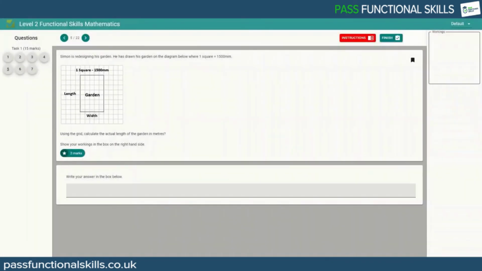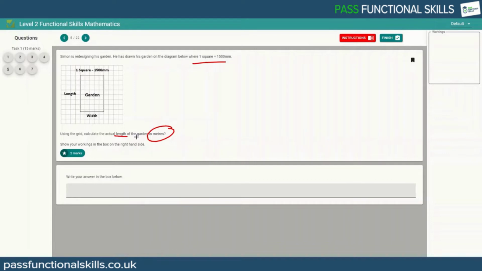So question 5 now. We're told that Simon is redesigning his garden. He has drawn his garden on the scale diagram below, where we're told 1 square is equivalent to 1,500 millimetres. And we're asked, using the grid, to calculate the actual length of the garden in metres. So here we're given information in millimetres, but the question asks us to give our answer in metres.